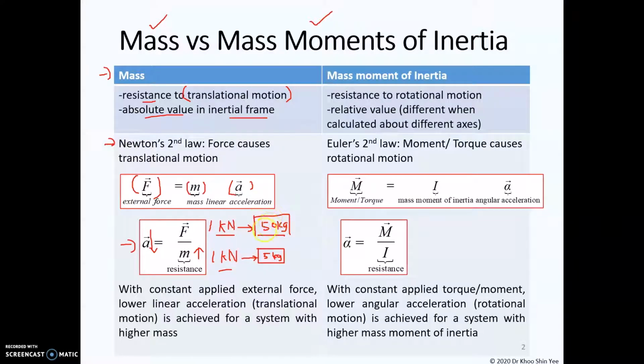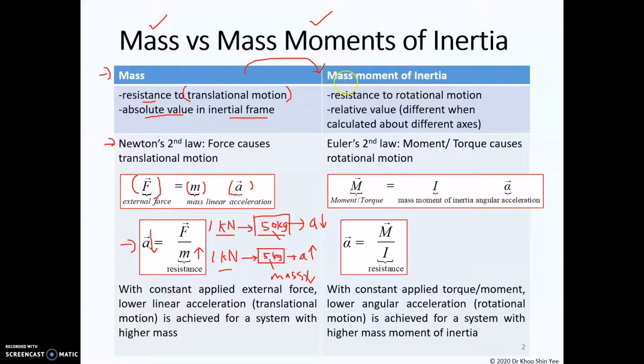One object is heavier, which is 50 kg, another one is 5 kg. You should expect the acceleration for the lower mass here will be higher compared to the heavier mass. This is because the mass itself is resistant to the translational motion. So if the mass is low, then the resistance will be lower and you can move faster. If the mass here is high, it means the resistance to the motion will be high, therefore you have lower acceleration.